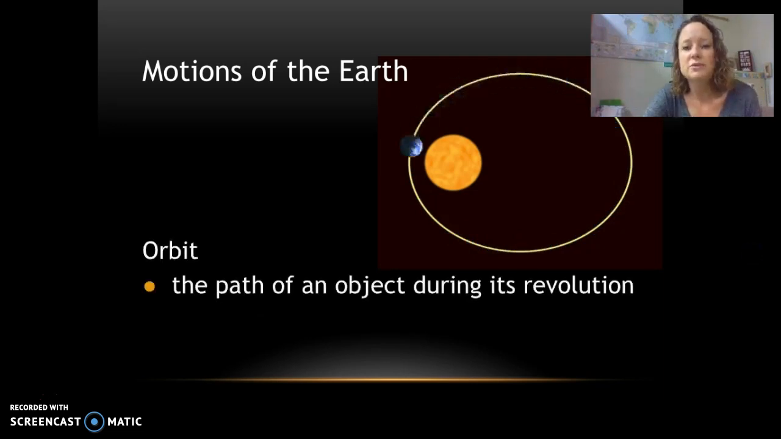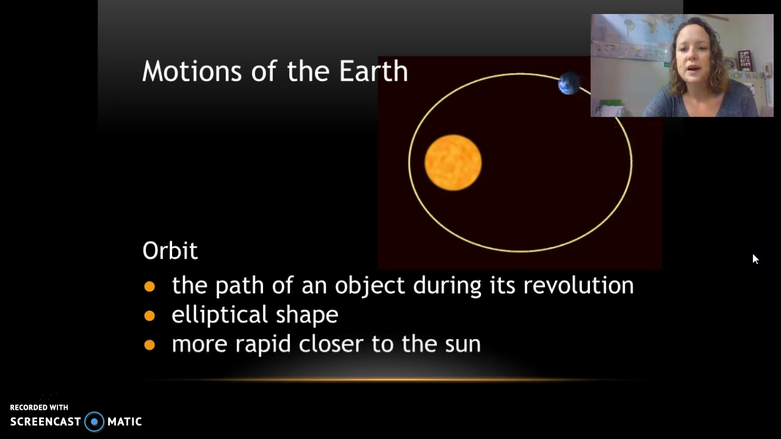All right, another term for revolution is orbit, and that's the path that an object takes during its revolution. So all the planets orbit the sun, as well as asteroids and comets, and they all follow this elliptical shape. Also notice in the animation how the Earth moves more rapidly when it's closer to the sun, and it slows down when it's further away.